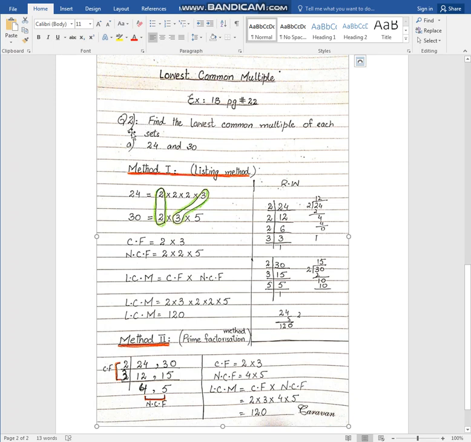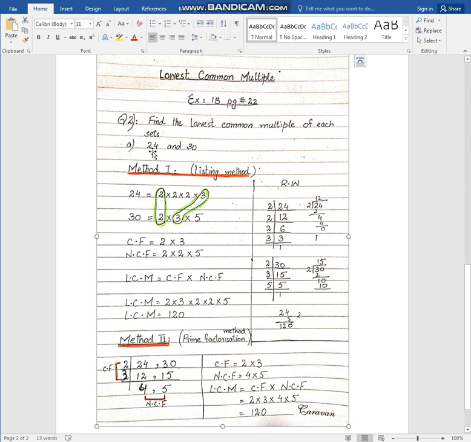Now we will solve question number 2 of exercise 1B, page number 22. We are solving the first part. The statement is: find the lowest common multiples of each of the following sets. Part A is 24 and 30. In the first part we will learn about the LCM using both methods, the listing method and the prime factorization method. First is the listing method, where we find the LCM.